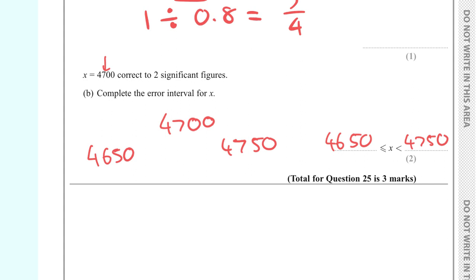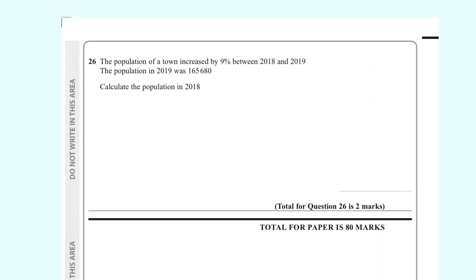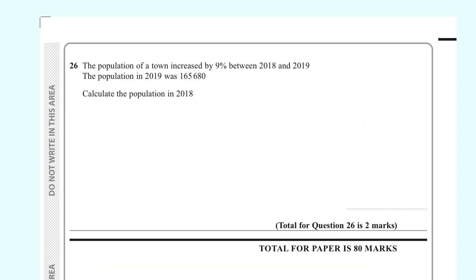Alright, nearly there. Last question, beautiful sight. It looks like a percentage increase question. Increase by 9% between 2018 and 2019, and we've been told the value in 2019. Right, we're asked to find the original. All that means is something, let's just call it x, we don't know what it was, times by 1.09, because it increased by 9%, it's going to give us 165,680.